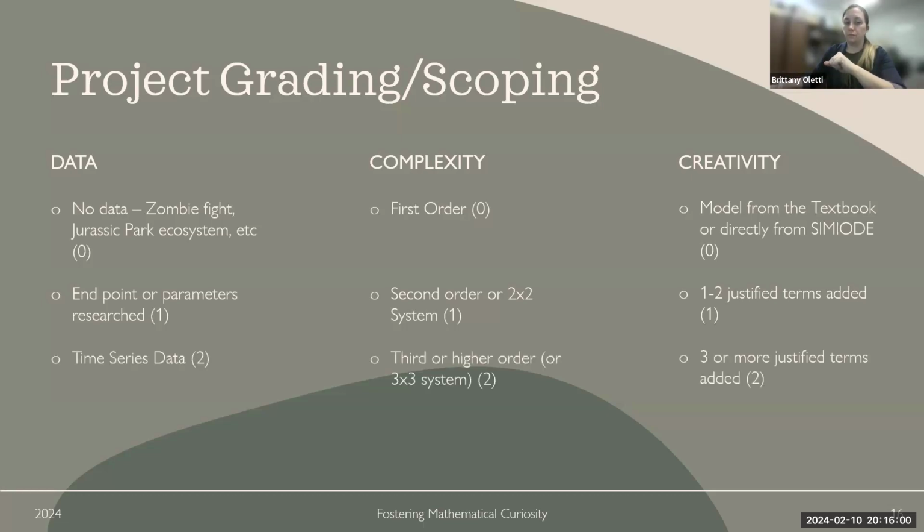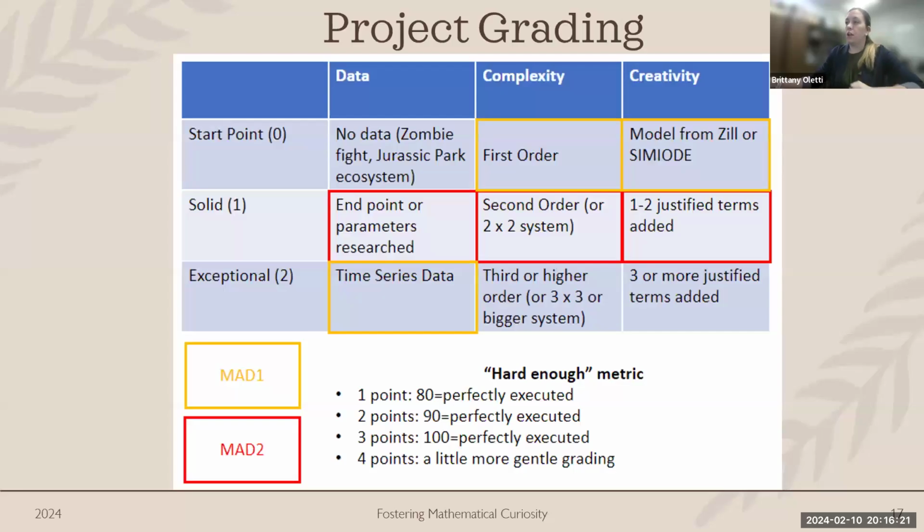And then for the third level here, for data, if you have time series data, that brings you a 2. If you have a third or higher order, a 3x3 system, that also brings you to a 2, or creativity is 3 or more justified terms. And so we put all of this together into one grading rubric that looks like this. If you have 1 point as you add up all of your points across the 3 things, and if you did it perfectly, you've earned an A.